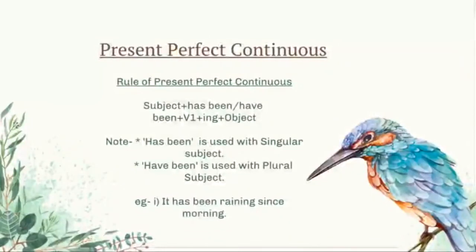Now let's learn present perfect continuous tense. The rule of the present perfect continuous tense is subject plus has been or have been plus first form of verb plus ing plus the object. Now, just like the use of has and have, has been is used with the singular subject, whereas have been is used with the plural subject. For example, it has been raining since morning.